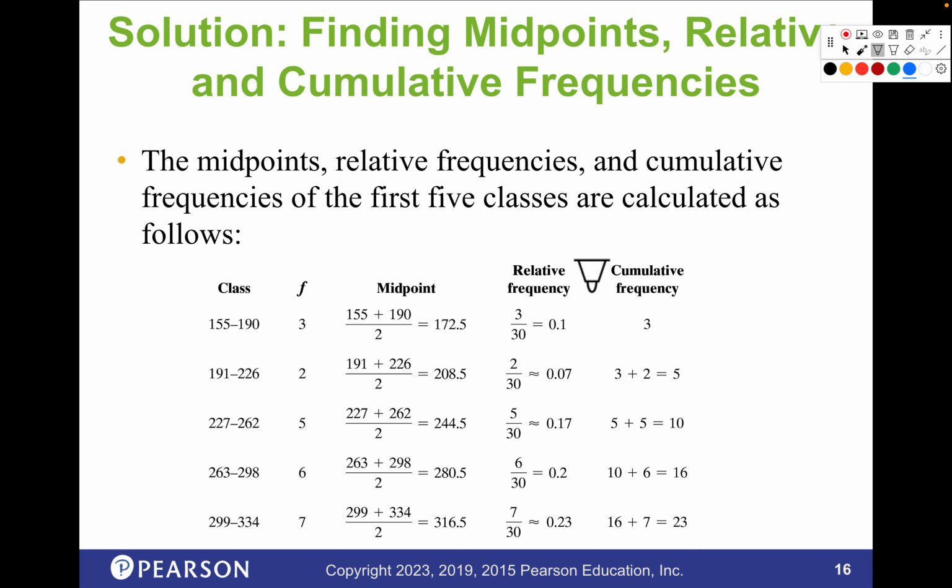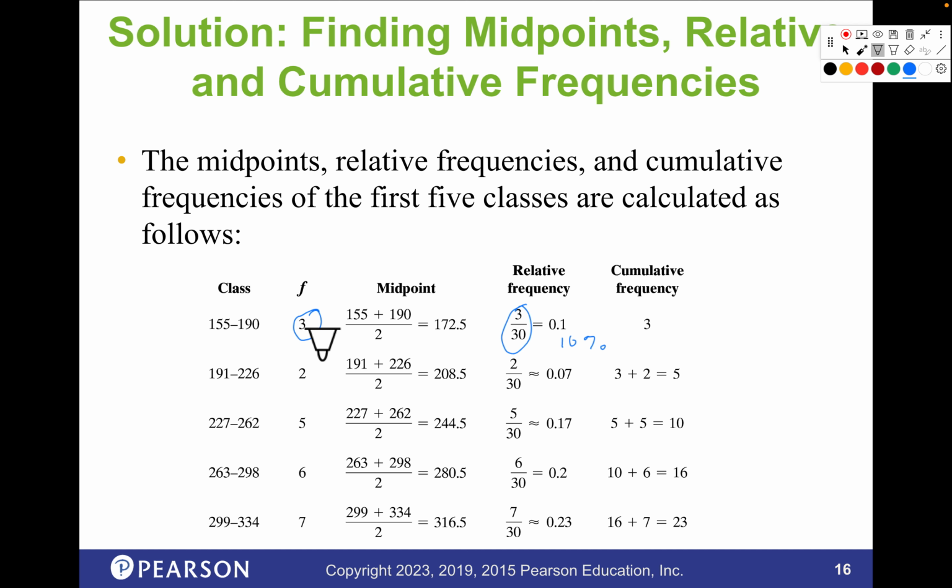Well, you could find the midpoints. Again, they did all the work for us, but relative frequency, right? So for the first class, it's got a frequency of 3. So 3 divided by 30 is 0.1 or 10%. You can change these to percentages. I like percentages. I think they're more beautiful than decimals, but hey, that's a bias, right? That's a bias. And then you've got your cumulative frequency.